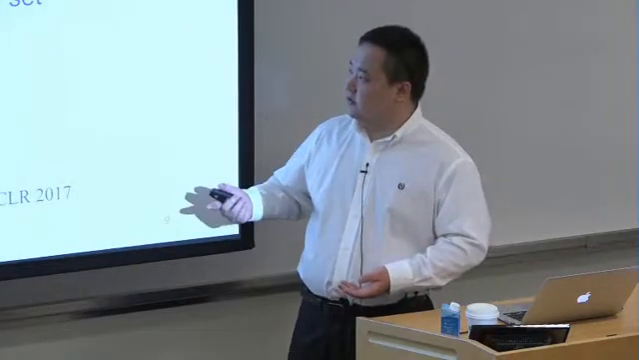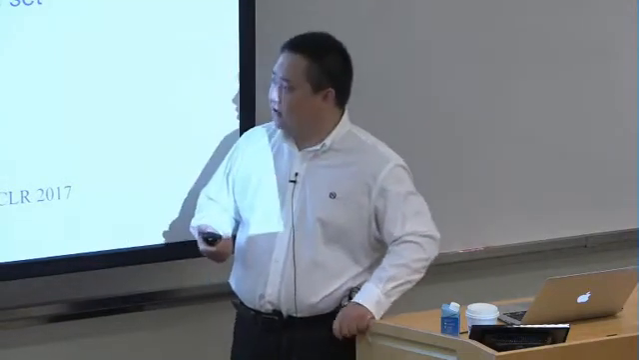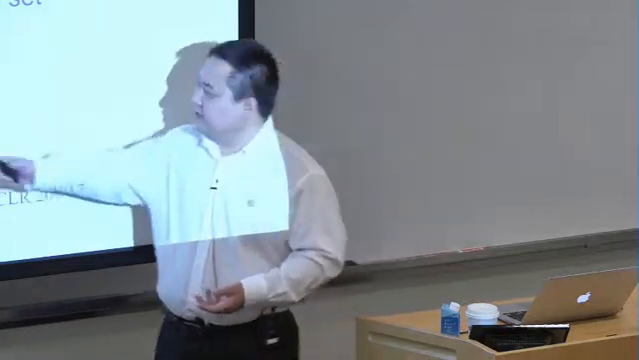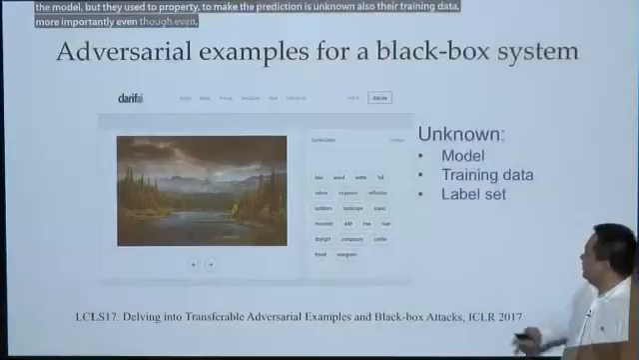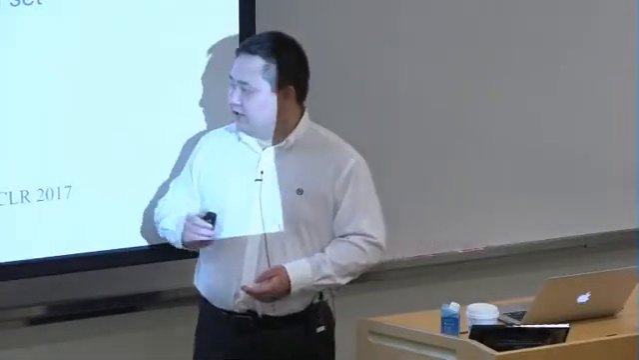So for this system, the model that they use to make the prediction is null. Also, their training data is null. And more importantly, even this label set is null, because we don't know what label could be returned from the system. And then we want to see whether we can attack that.